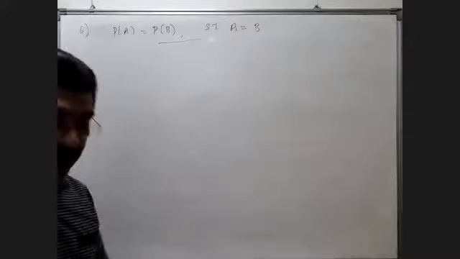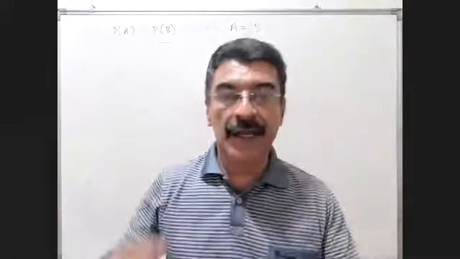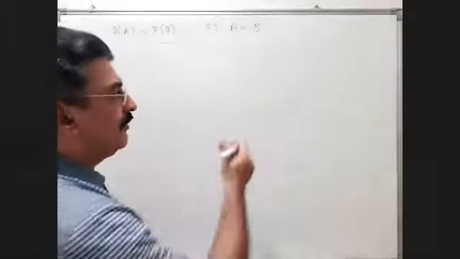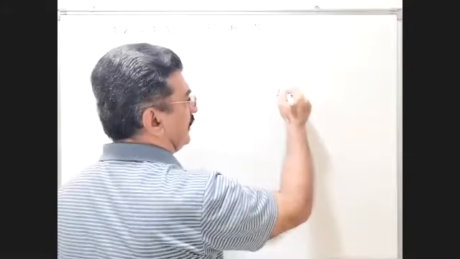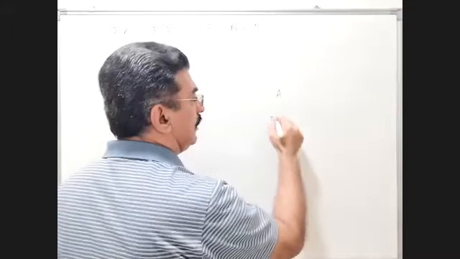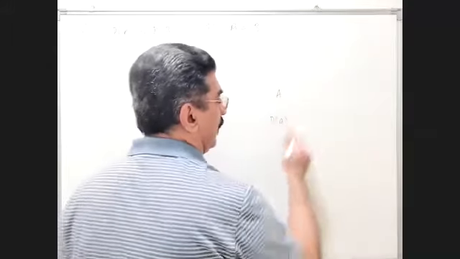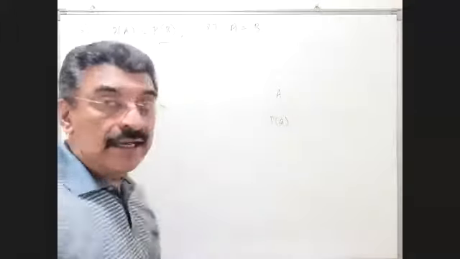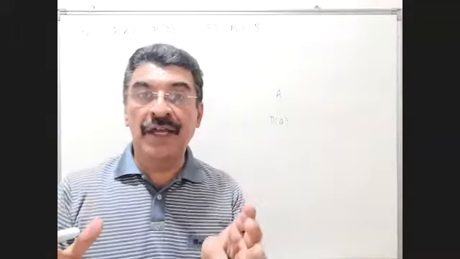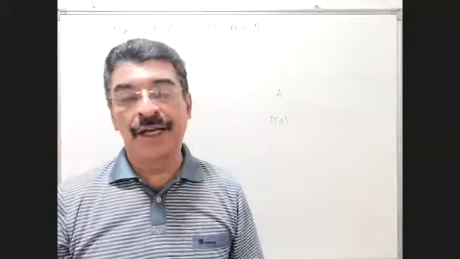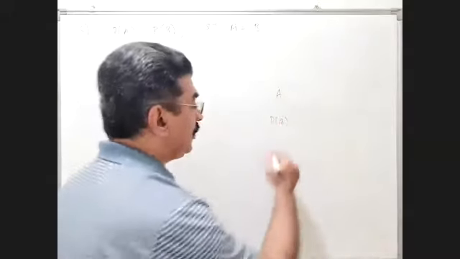P of A is equal to P of B. Show that A is equal to B. The meaning of P of A: P of A is the power set of A. Power set of A means the set of all subsets of A. Remember that whenever we write a set A, the elements in the power set of A will be sets only.